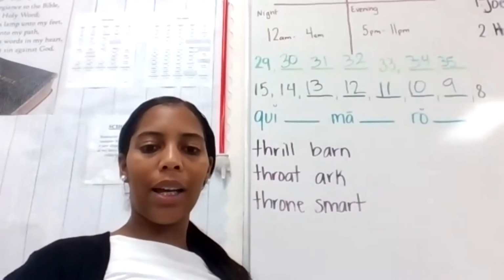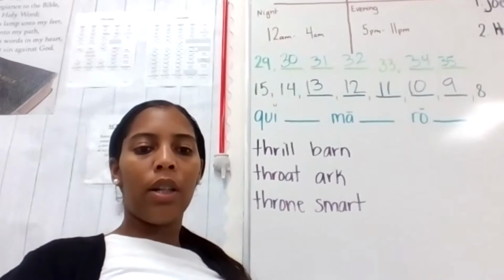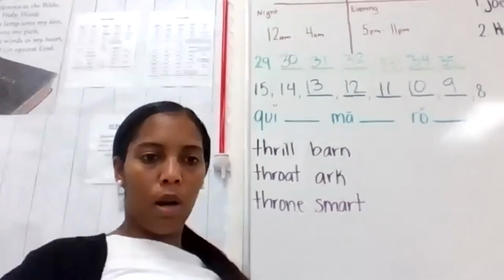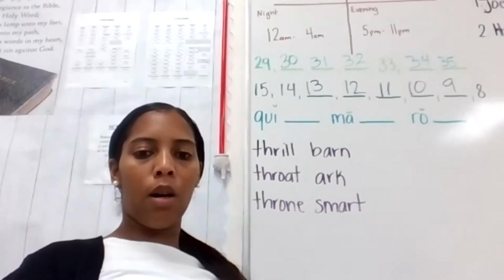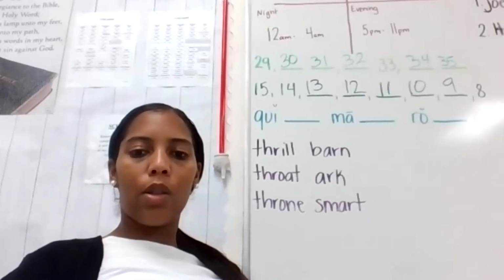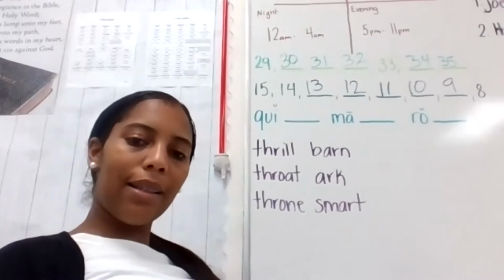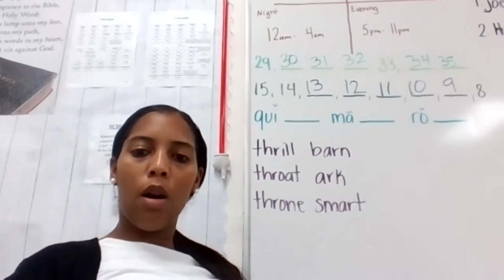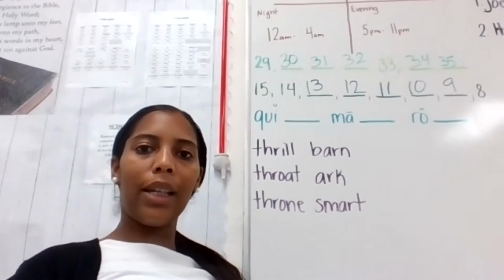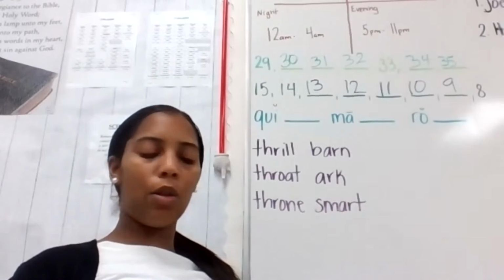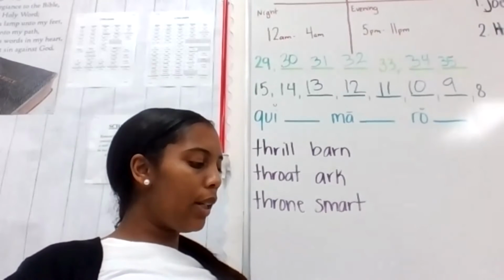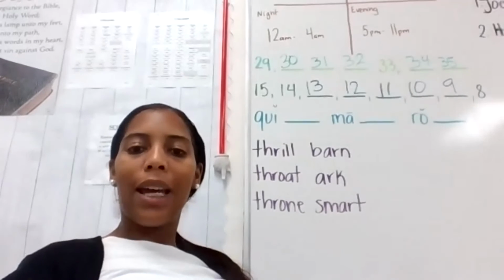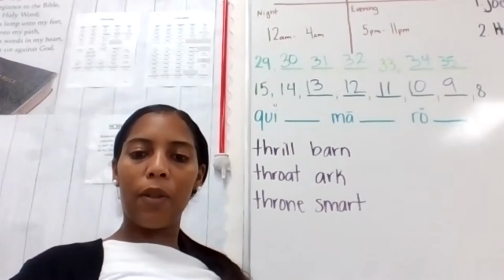Next row, try. T-R-Y, try. Next one, go. G-O, go. No. N-O, no. So. S-O, so. One. O-N-E, one. And two. T-W-O, two. Good.